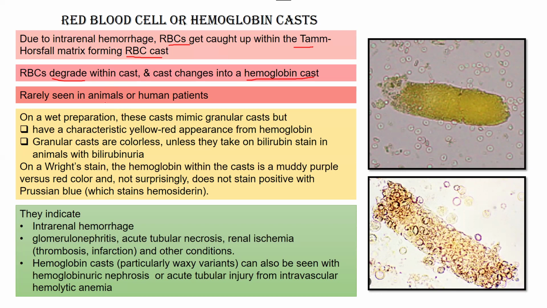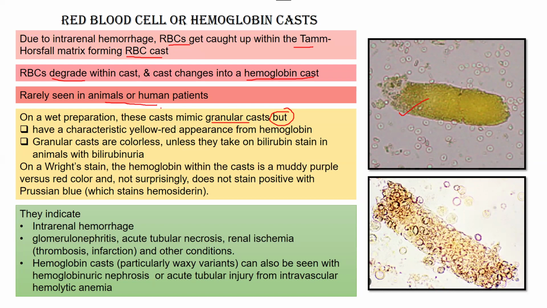These casts are rarely seen in animal or human patients, so you should also know that they appear in rare cases. On a wet preparation, these casts basically mimic granular casts. As you can see in these images, it has an almost similar appearance to a granular cast. We will see granular casts in the next slide, so you might not be able to differentiate, but there are a few differences from which we can tell a hemoglobin or red blood cell cast from a granular cast.